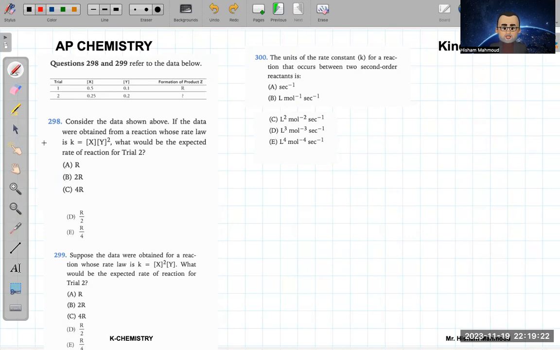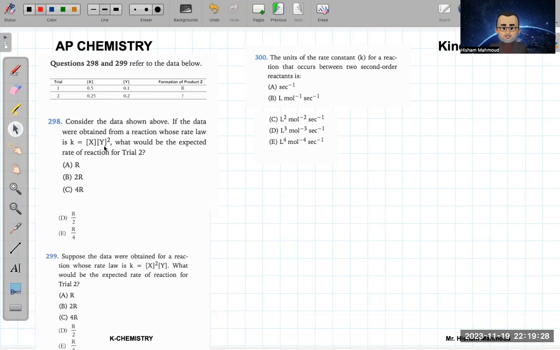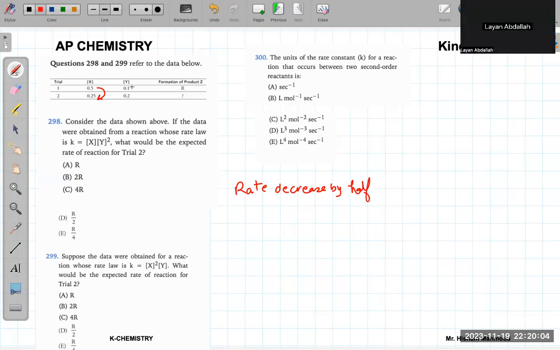The first one is how much is the order? First order. The second one is? Second order. Right. Let's see. The concentration of this one is decreased by half. So when you decrease the concentration of X by half and it is first order, so the rate will decrease by half. Correct? Yeah. And the second one, the rate is doubled.